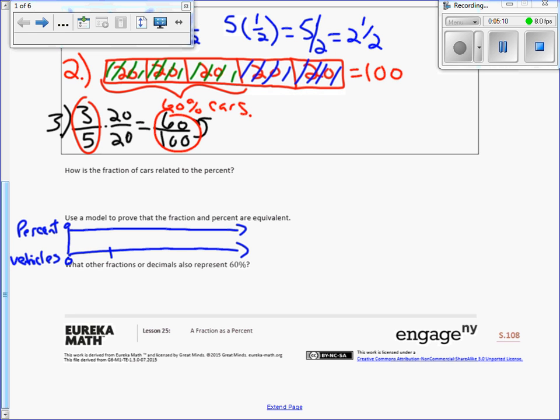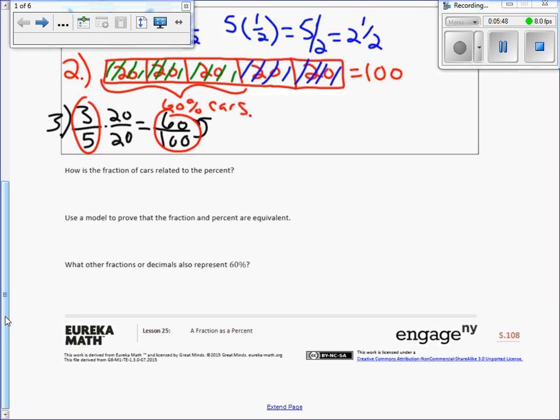One vehicle is 20%. Two vehicles is 40%. Three vehicles is 60%. Four vehicles is 80%. And finally, 5 vehicles is 100%. Okay. We have 3 cars. So 60% of the vehicles are cars. Okay, so now let me erase that to get it out of the way. If you need it, rewind, pause, whatever.